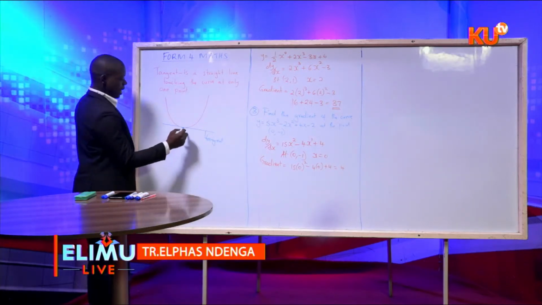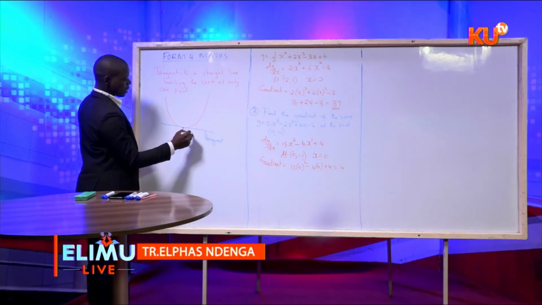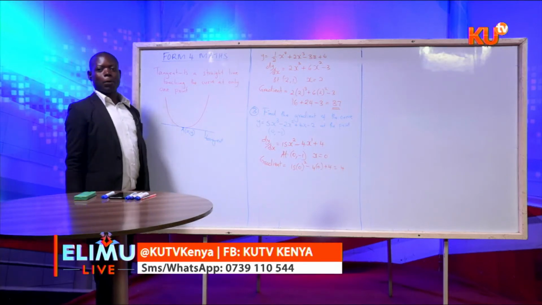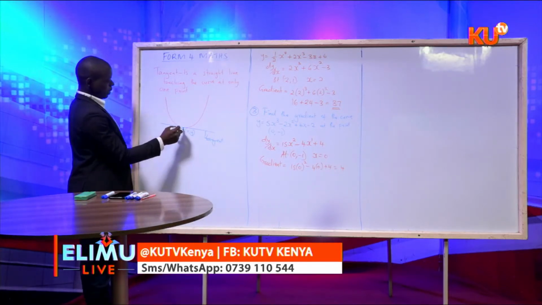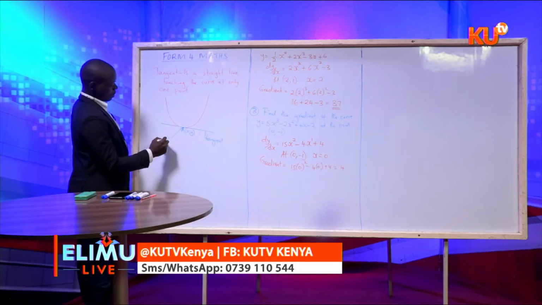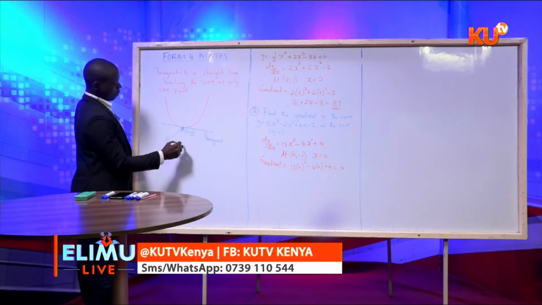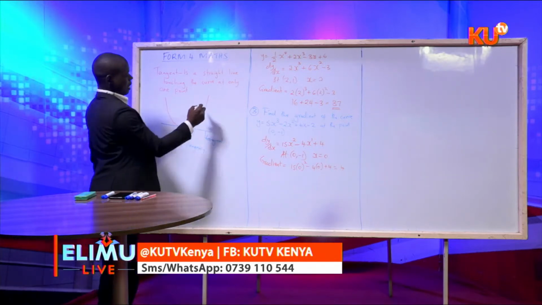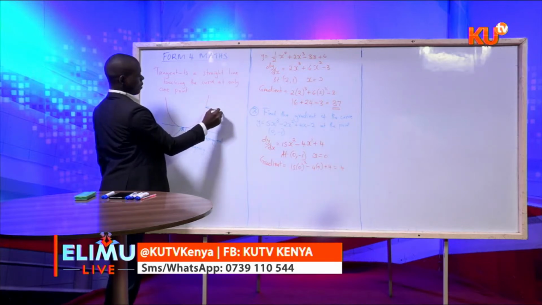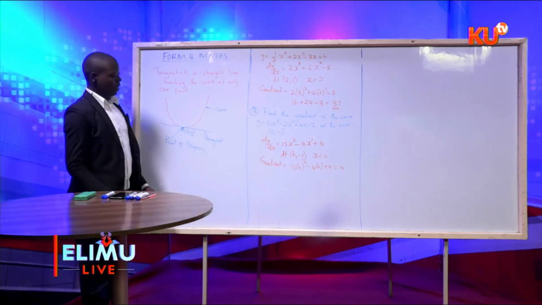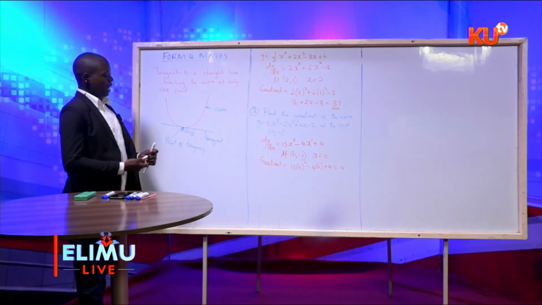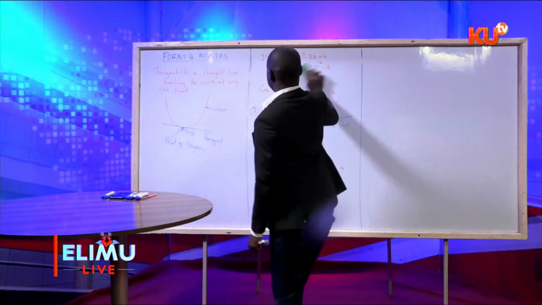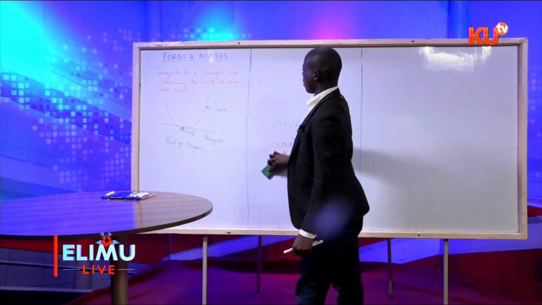The point A defined by x, y is called the point of tangency. This one is referred to as the point of tangency. And this is our curve. Therefore, a curve with a tangent at a point of tangency can be used to determine the equation.